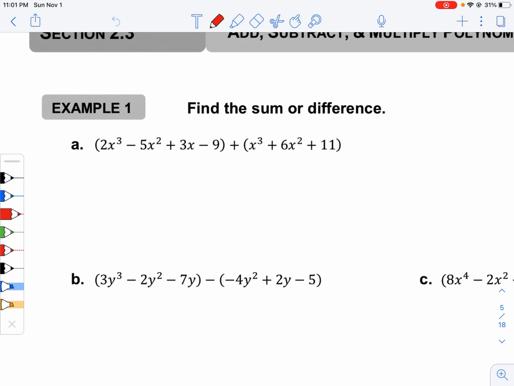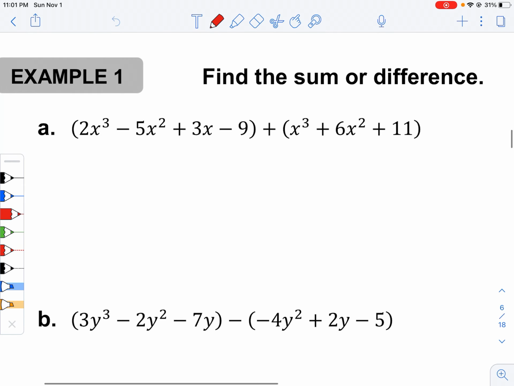So let's go ahead and get started. Example 1, find the sum or difference. So the thing to look for here is we're adding now these polynomials or subtracting polynomials just like we were doing with the quadratic functions. But again, I want you to really focus on this sign in the middle here. And don't just assume that this is multiplication. When you're adding, you can really just drop your parentheses.